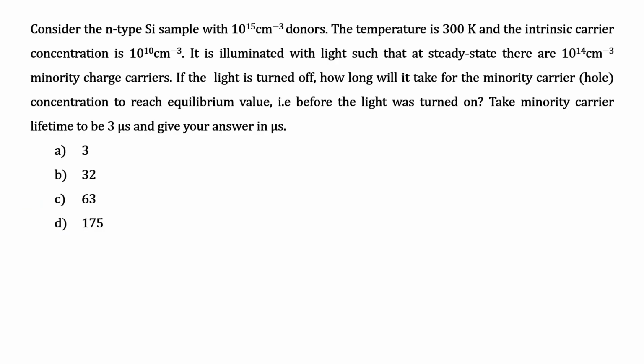Okay, the initial part we can say, right? It is N-type, ND is given to us, temperature is there, ni is there. Then when we are illuminating, the minority delta P value is given to us, 10 power 14. Delta P is equal to delta N is equal to 10 power 14. And the minority carrier lifetime is also given. Now we have to find out, if the light is turned off, how long will it take for the minority carrier concentration to reach the equilibrium value?